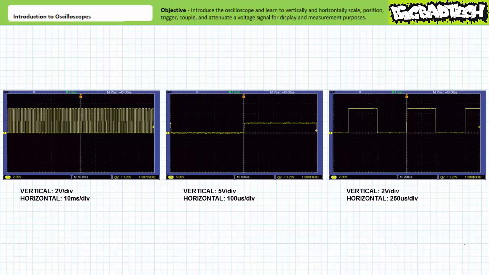Finally, the third one has a vertical sensitivity of 2 volts per division and a horizontal sensitivity of 250 microseconds per division. Note the oscilloscope shows a decent snapshot of a couple full cycles. This would be equivalent to getting a well-focused portrait of a couple people inside the crowd.